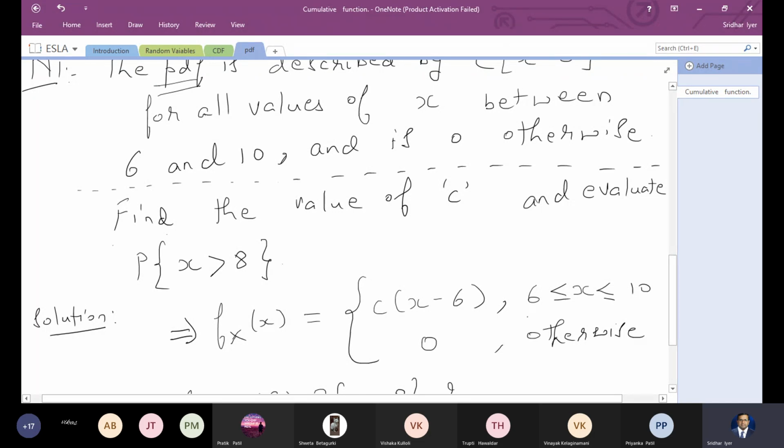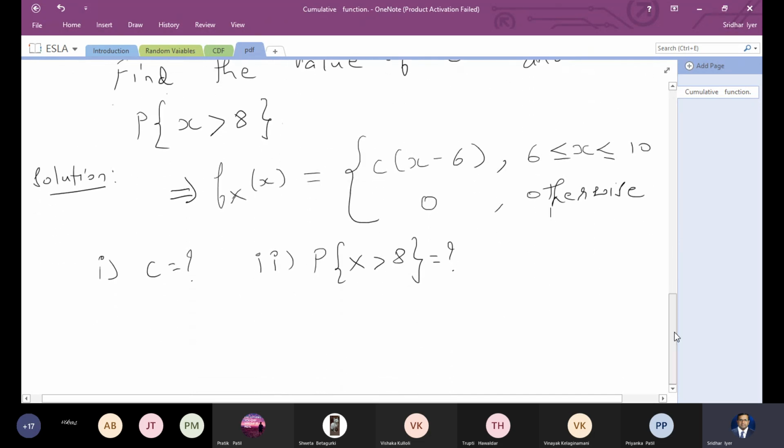So I'm conducting the experiment between the values of x as 6 and 10, and there the total probability is always going to be 1. Right? So as correctly identified by some of you, to find the value of C, I am going to use the property that the total integral of the PDF f_X(x) dx is always going to be 1.